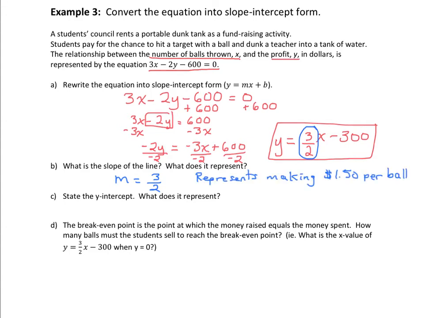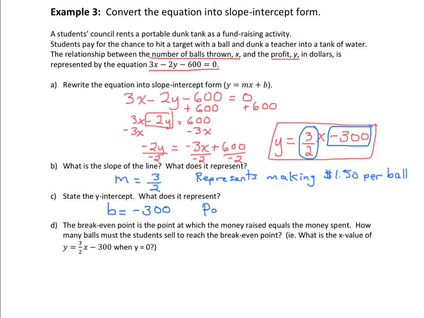So for part C, we want to state what the y-intercept is and what it represents. We can also identify the y-intercept from the slope-intercept form in part A. The y-intercept is the constant in the equation, or the number written by itself without a variable. B represents the y-intercept, and it would be equal to negative 300 in this problem. It would represent the starting cost of the dunk tank, which, because it's negative, means they had to go into the hole a little bit to get the dunk tank.